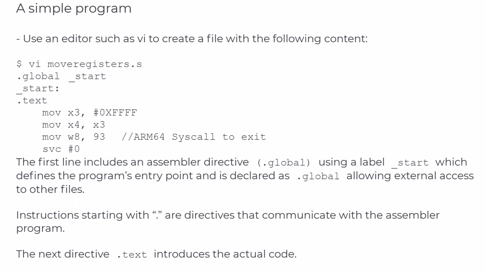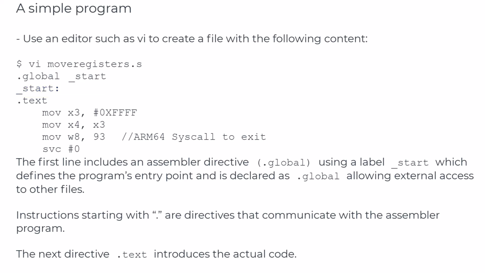So let's get our hands dirty right away by writing a very simple program. Use your favorite editor, whether it's Nano or VI, to generate this program. We're going to name it moveregisters, and we'll have an extension of .s, standing for the source code in assembly. We start it off with the .global _start directive, and then we have a label called _start. And this is basically just showing where the program is going to begin.